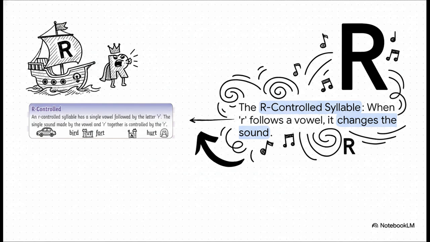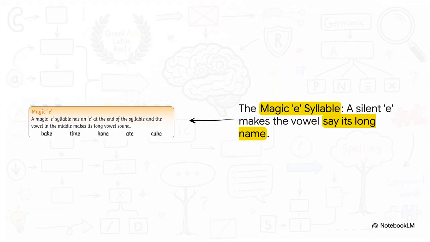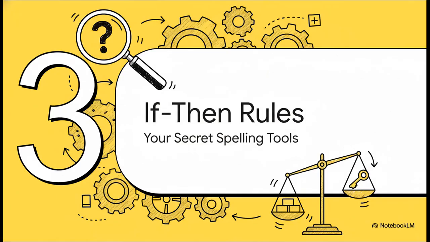Then you've got the bossy R. Seriously, this letter is a bit of a control freak. When it comes right after a vowel, it just takes over and creates a totally new sound. Think of the difference in car, bird, or hurt. That's the R doing its thing. And of course, the famous magic E. This little silent letter at the end of a word performs some serious magic. It reaches back over the consonant and tells the vowel to say its name. So back becomes bake, and Tim becomes time. Pretty cool, right?